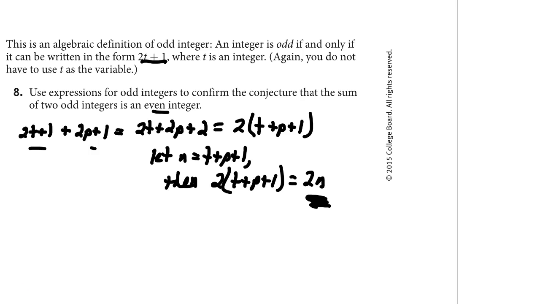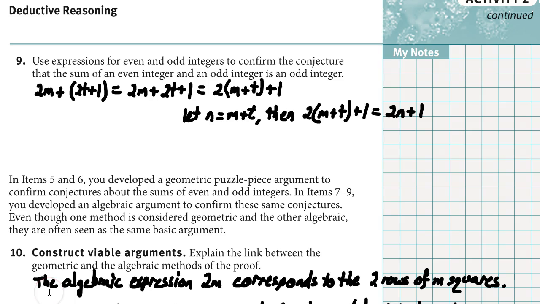That proves that conjecture. Number 9, use expressions for even and odd integers to confirm the conjecture that the sum of an even integer and an odd integer is an odd integer. So here we have an even number plus an odd number, did a little bit of algebra on it, and at the end, create the expression for an odd integer.